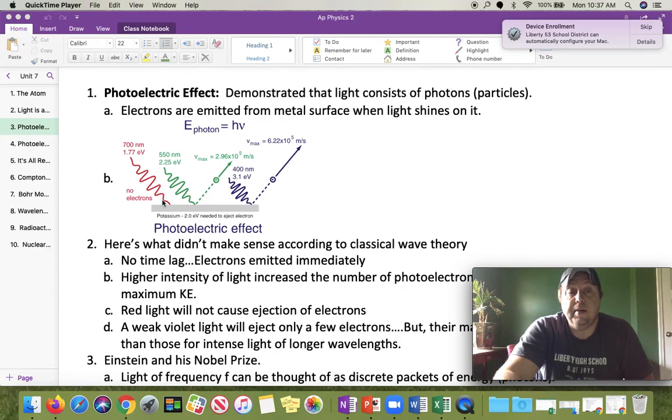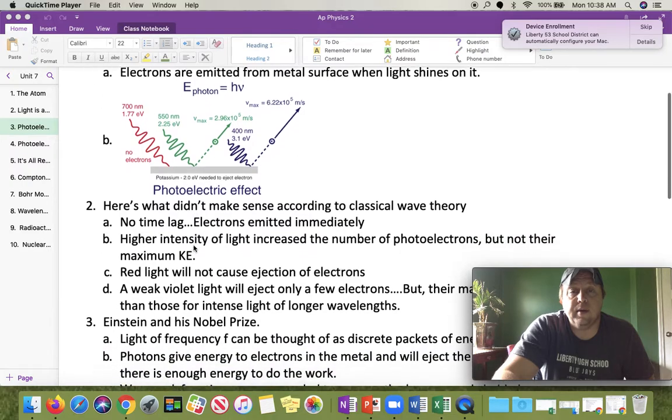And remember, classical theory was based on adding energy over time to be able to get a specific frequency that was emitted. That's what we talked about with black body radiation. So what happened here was that no matter how long they put this red light on and added energy over time to this surface, they could not get any electrons to be ejected.